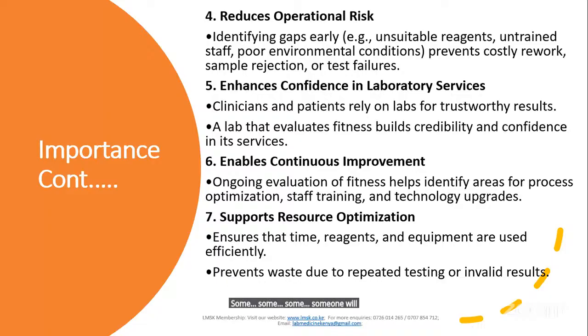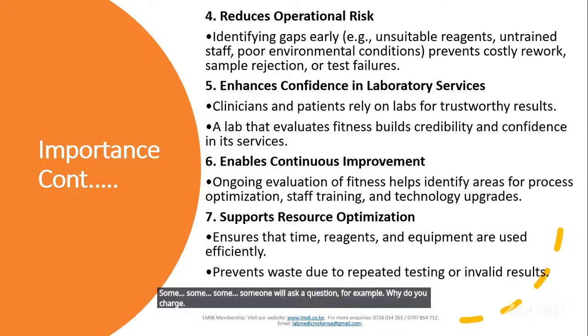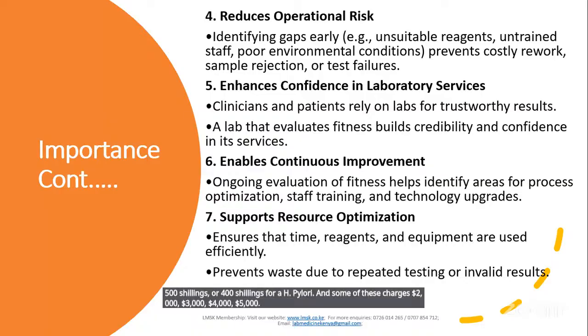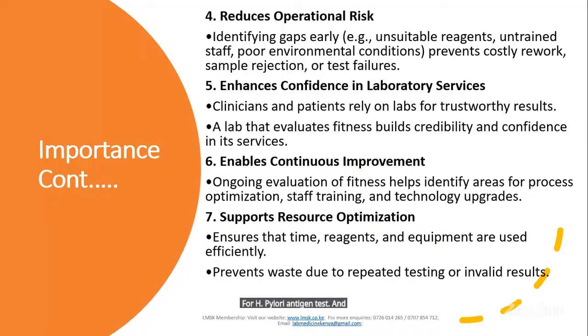Someone will ask a question, for example, why do you charge 500 shillings or 400 shillings for an H. pylori test, and somebody else charges 2,000, 3,000, 4,000, 5,000 for an H. pylori antigen test? And you find that clients are not taking your 500 shilling H. pylori kit, they are going for the one being charged at 5,000. It is about the confidence, credibility, and trustworthiness of whatever outcome that you have been channeling out.